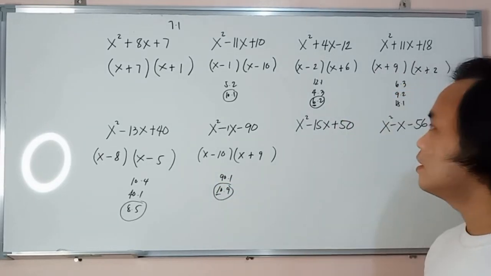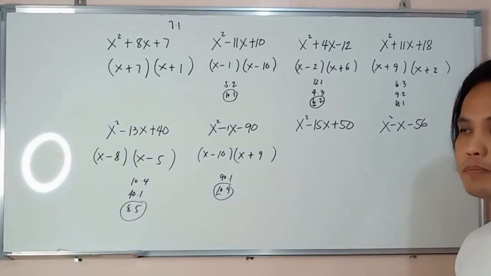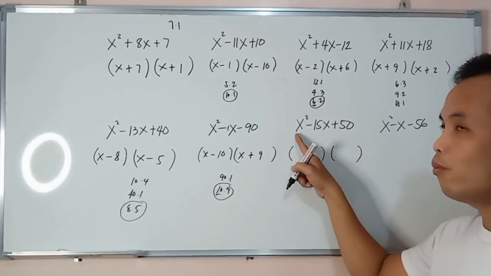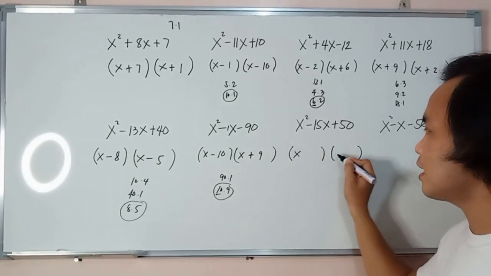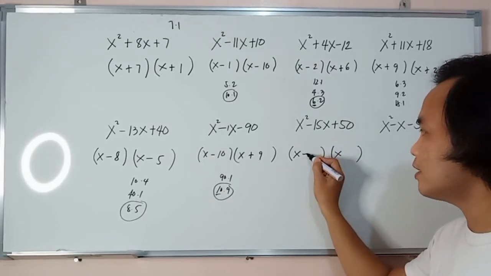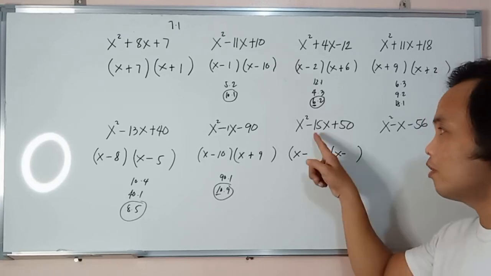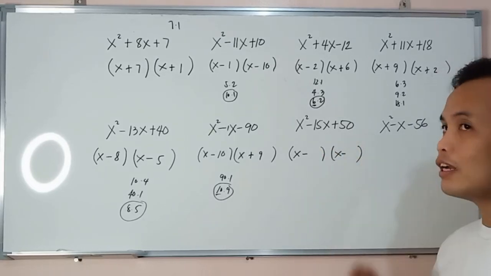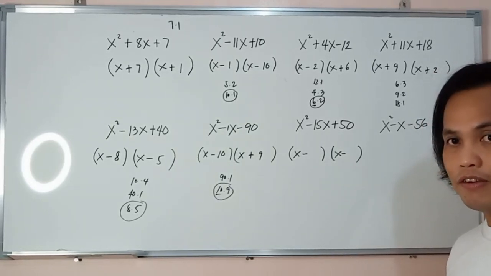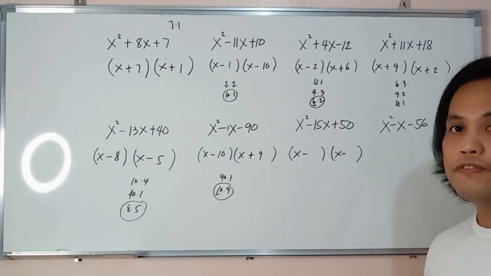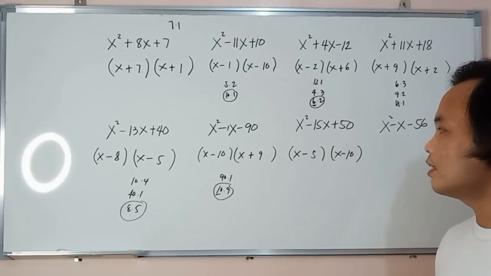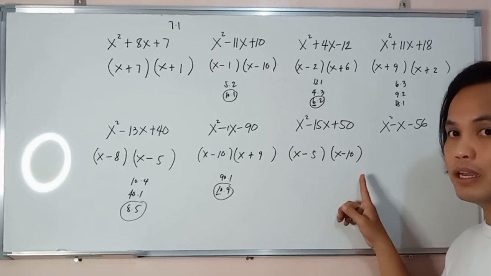Okay, next example. This time we have x squared minus 15x plus 50. So this time we have positive. We factor out x squared, that is x times x. Then the last term is positive, so we copy the sign of the middle term. So we have negative and negative, since our middle term is negative. Then the factors of 50 that when added will give us 15, and that is 5 times 10. 5 times 10 is 50, and 5 plus 10 is 15. So we can write 5 and 10. So that is x minus 5 times x minus 10.